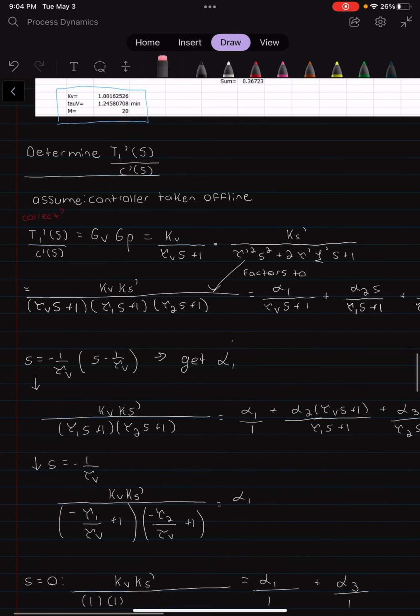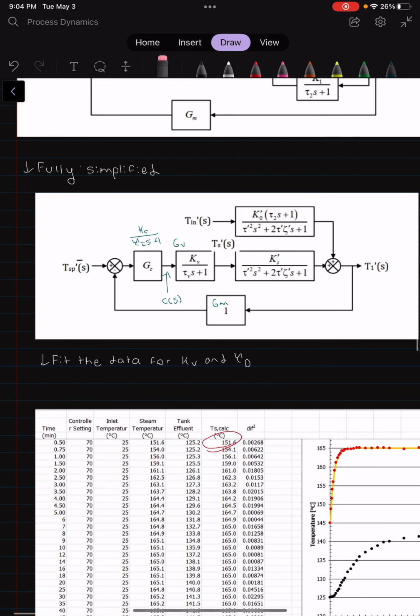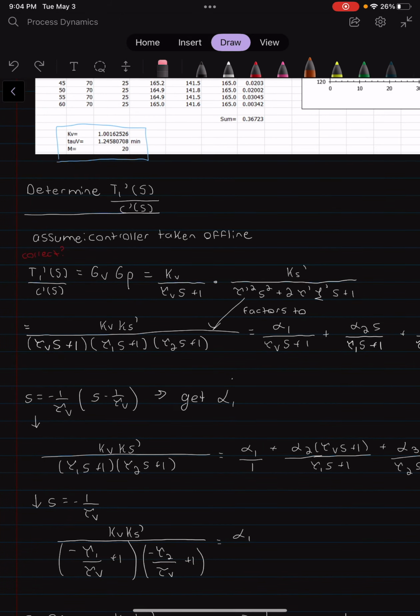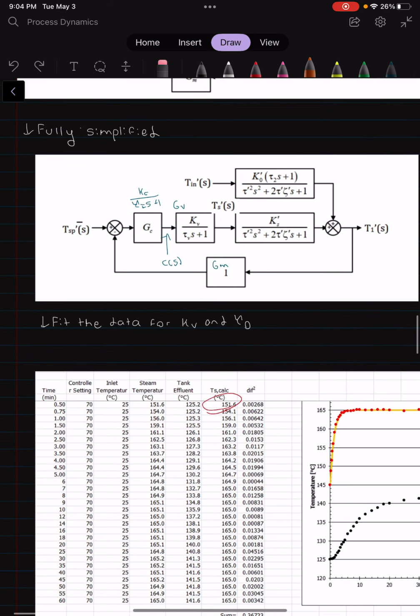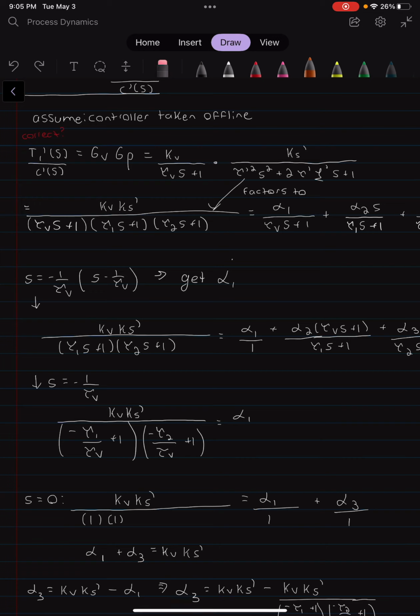Next, we're going to take our controller offline and determine how concentration affects T1. We can see from the process diagram, this goes away when we're taken offline. So you just get GV times GP. This is GP, this is GV. Multiply that out. Then we want to do Heaviside expansion for partial fraction expansion.